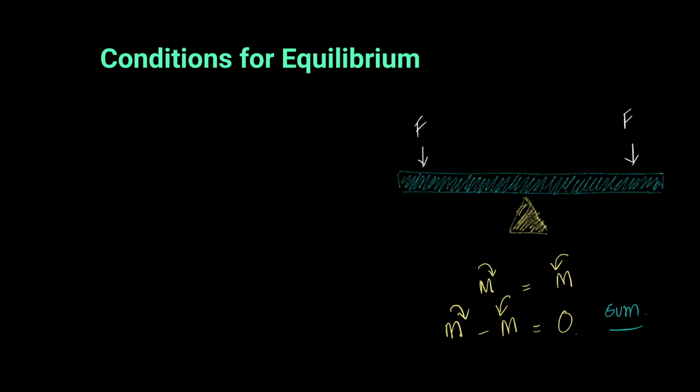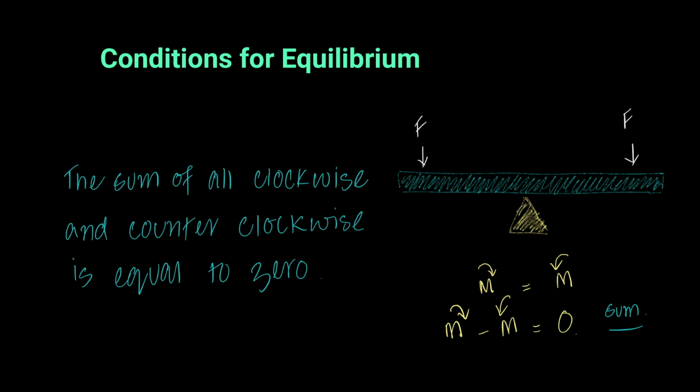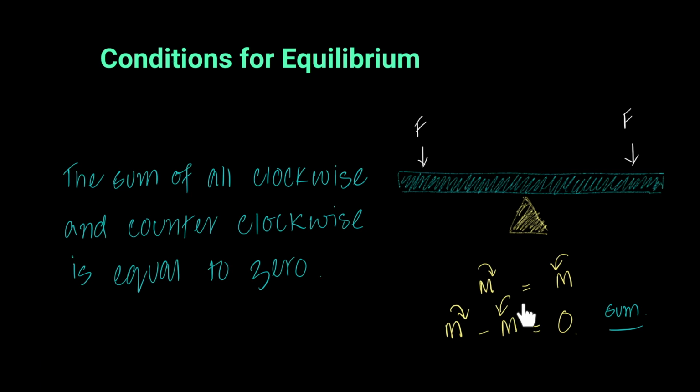And in words, you can write it like this, essentially meaning the equation right over here. The sum of all clockwise and counterclockwise moments, I forgot to add moments here, is equal to 0. Forgot the most important word, moments. I forgot, so you guys don't forget. The sum of all counterclockwise and clockwise moments is equal to 0. That's the condition for equilibrium.